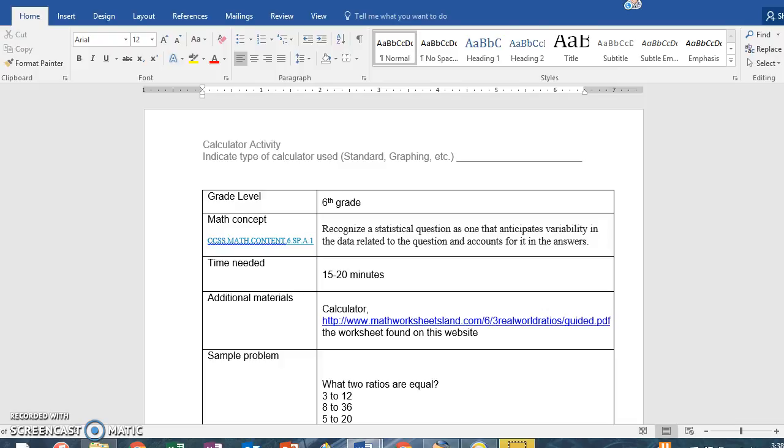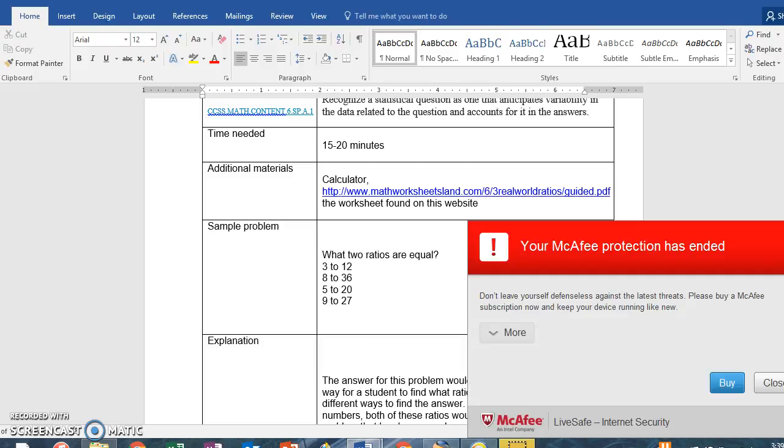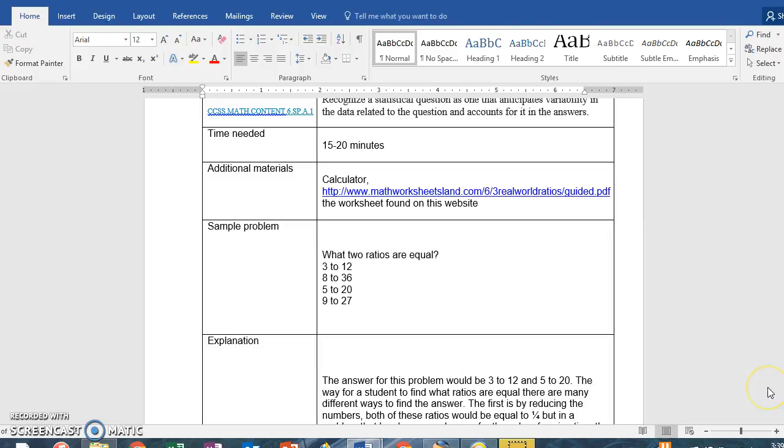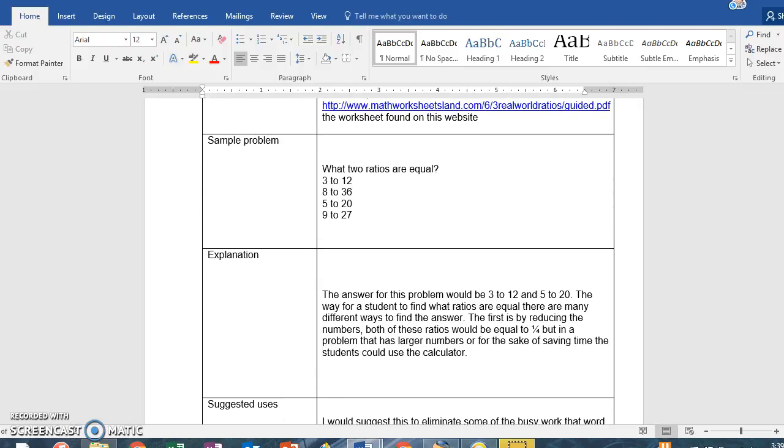I'm just doing a worksheet, and what they would need is a calculator, and this is the link for the website, and the worksheet is found on the website. The sample problem I did was: what two ratios are equal? This is obviously not the kind of question we would have for this content, but it is just an example of if you had a question above it. The answer would be 3 to 12 and 5 to 20.